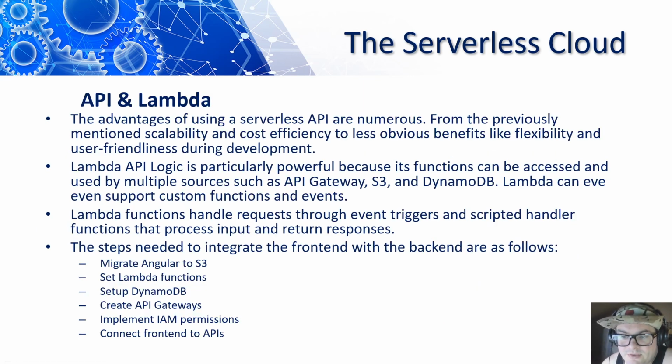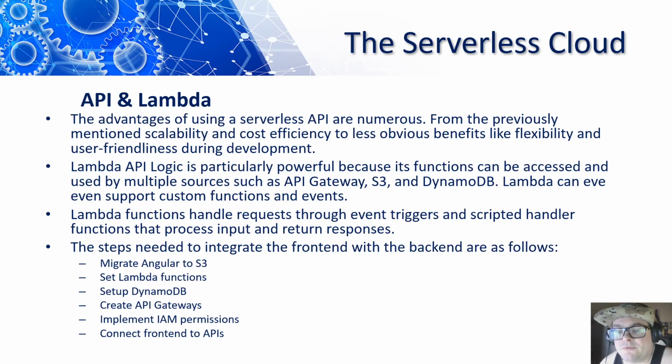And we're going to look at the API and Lambda functions. The advantages of using serverless API are numerous, from the previously mentioned scalability and cost efficiency to less obvious benefits like flexibility and user-friendliness during development. Those will save you a lot of time during the development process, really. Lambda API logic is particularly powerful because its functions can be accessed and used by multiple sources, such as API Gateway, S3, and Dynamo. Lambda can even support custom functions and events, so you can sort of build your own functions and pipe them together.